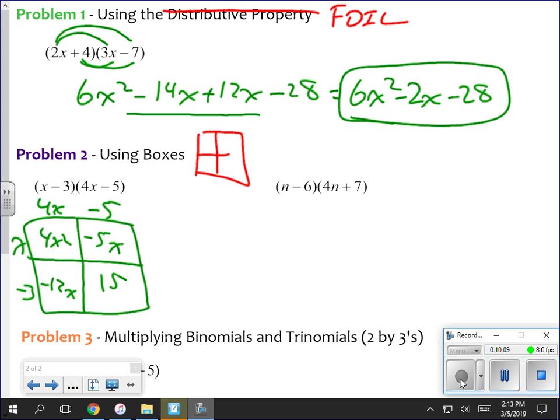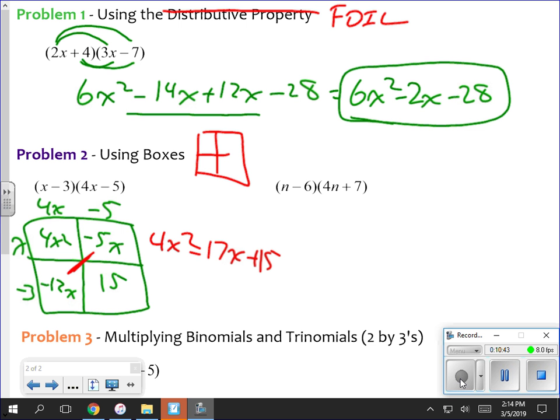Combine up like terms. Where are my like terms at on this? My like terms are on the diagonal here. So I have 4x squared, and then I have negative 12 and negative 5 combined to give me negative 17. And then I have plus 15. 15, 1, 5, not just 5. Okay. I like the boxes, keeps it organized on the diagonal in particular.